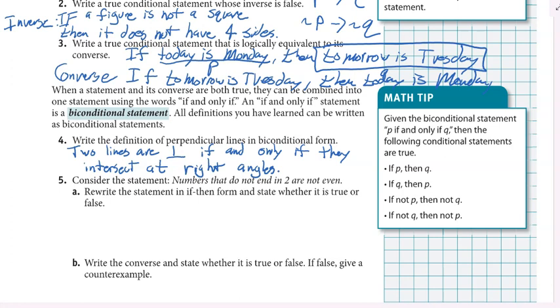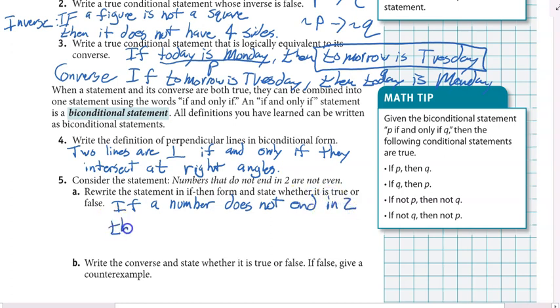Consider the statement number 5. Numbers that do not end in 2 are not even. Rewrite the statement in if-then form and state whether it is true or not. So you could say if numbers do not end in 2, then they are not even. Okay, so now that we have it in if-then form, state whether or not this is true.